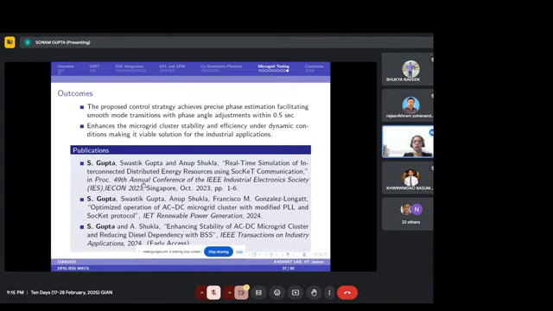Here we have seen that this proposed control strategy achieves precise phase estimation, facilitating smooth mode transition with phase angle adjustment within 0.5 second, and also enhances the microgrid cluster stability and efficiency under dynamic conditions, making it a viable solution for industrial application.